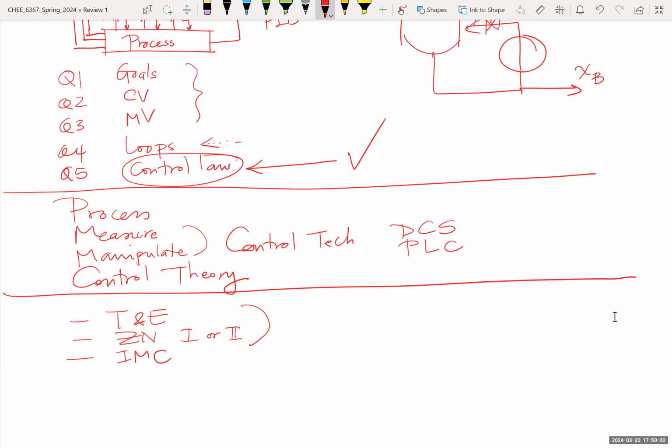Trial and error and Ziegler-Nichols are basically for PID controllers. IMC is for PID, although it fundamentally allows you to create other structures, but chances are you're going to eventually apply it as a PID. You won't apply this in other structures.